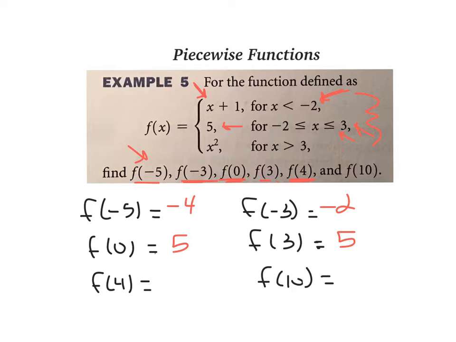F of 4. 4 fits down here because 4 is greater than 3. So I'm going to plug it in for that x. 4 squared is 16. And the last one is f of 10. 10 is also greater than 3, so I'm going to plug it in there. 10 squared is 100. That's all you do.